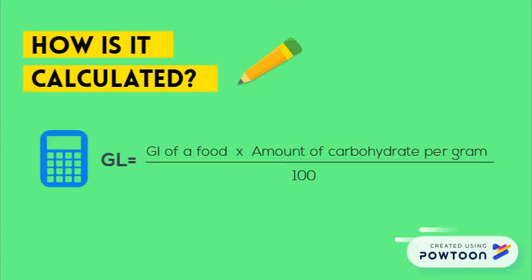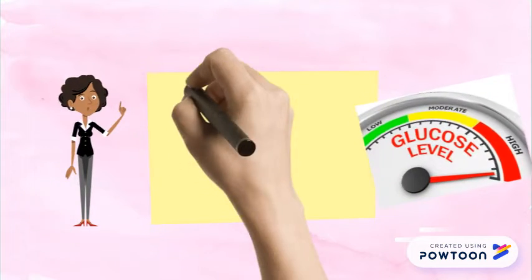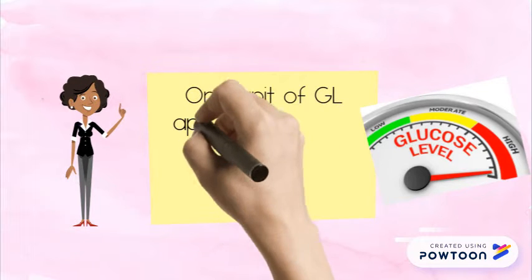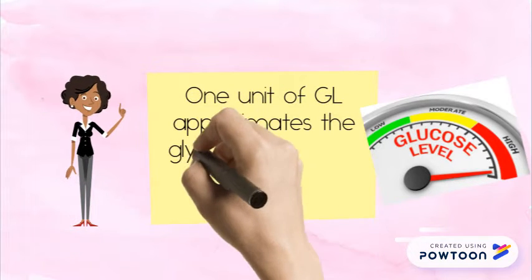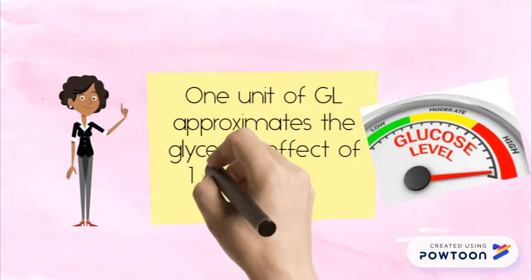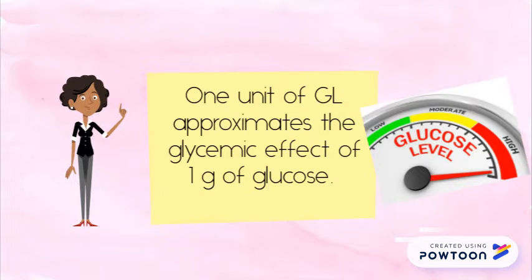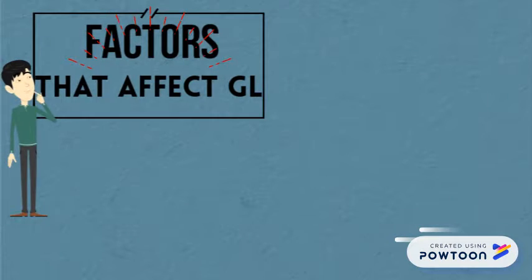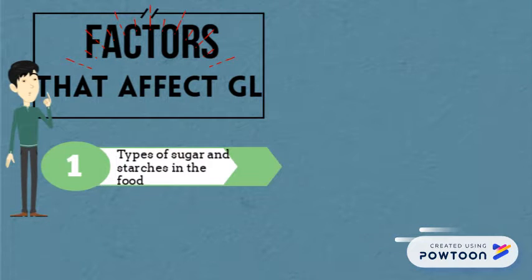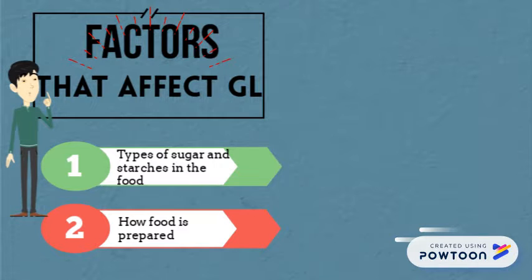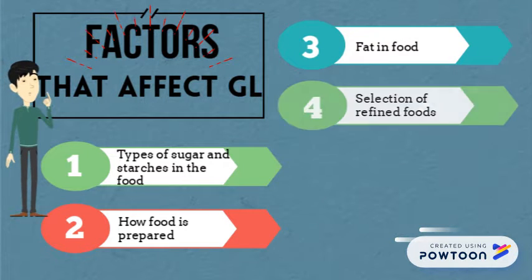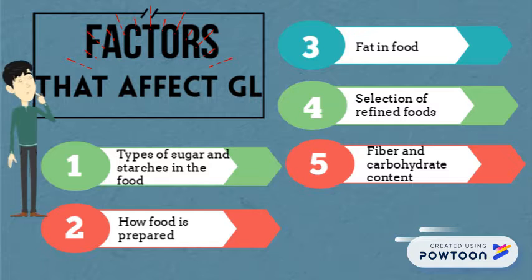Well, you will need to multiply the glycemic index of a food by the amount of carbohydrate. And the unit of glycemic load approximates the glycemic effect of 1 gram of glucose. The factors that affect glycemic load are types of sugar and starches in the food, how food is prepared, fat in food, selection of refined foods, and fiber and carbohydrate content.